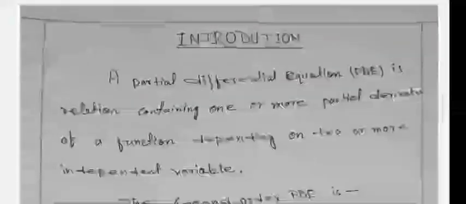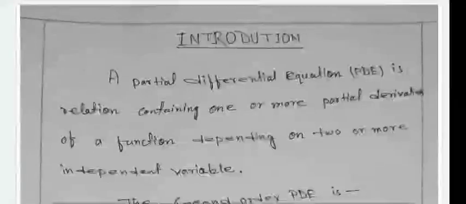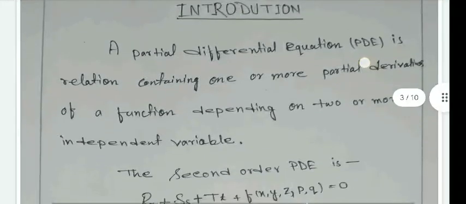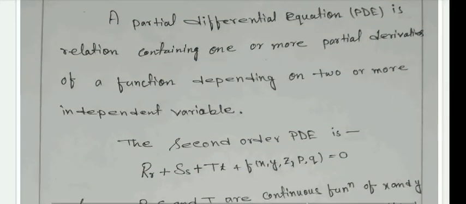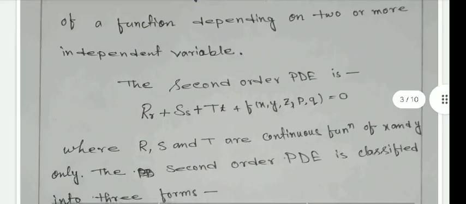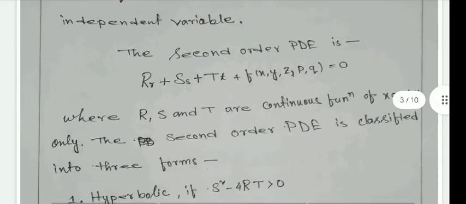Introduction. A partial differential equation is a relation containing one or more partial derivatives of a function dependent on one or more independent variables. And the second order partial differential equation is this: capital R r plus capital S s plus capital T t plus f of x, y, z, p, q equal to 0, where R, S, T are continuous functions of x, y.